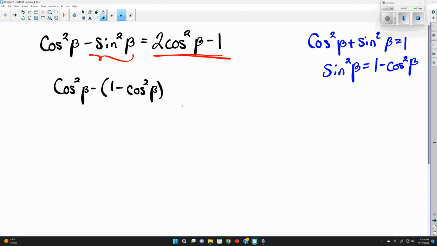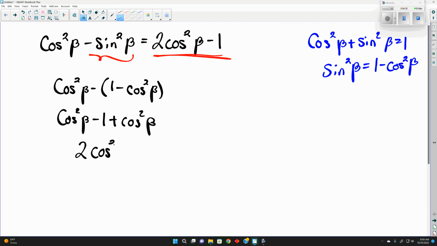And again, since we're doing a proof, we're trying to make the left side look like the right, we don't have to put the equals and write it all the way out. As long as we can get it to look like the right side, we're good. Now the negative would distribute, so we'd have cosine squared of beta minus 1 plus cosine squared of beta. Cosine squared of beta plus cosine squared of beta is 2 cosine squared of beta minus 1. And we're done.